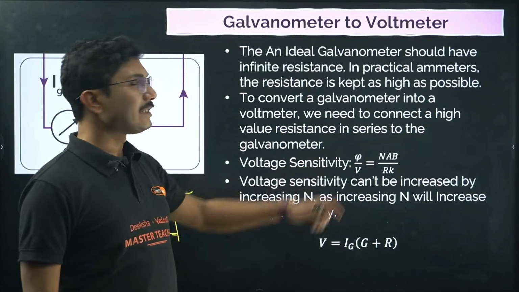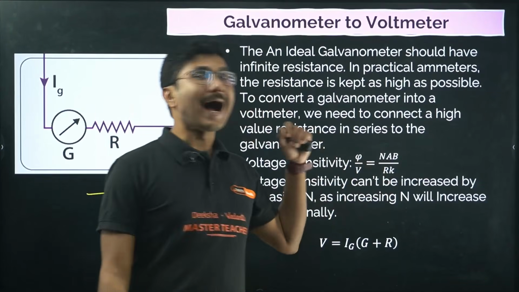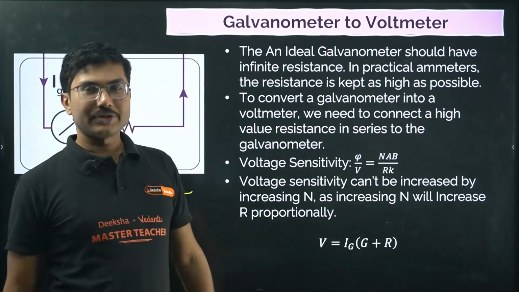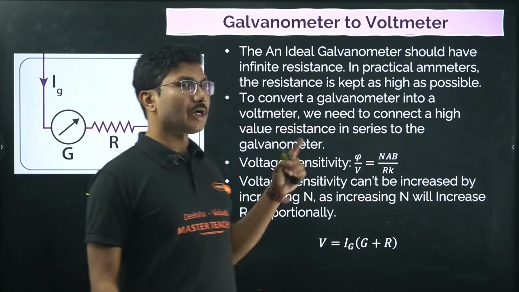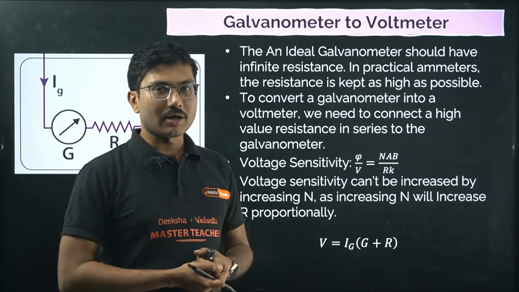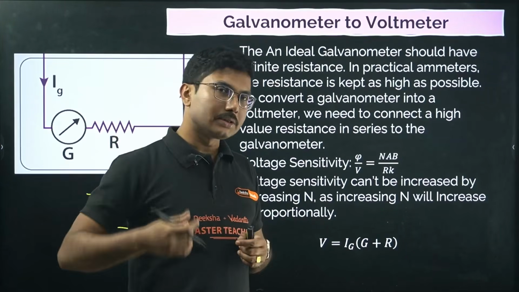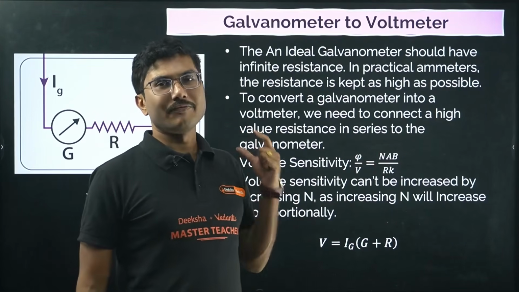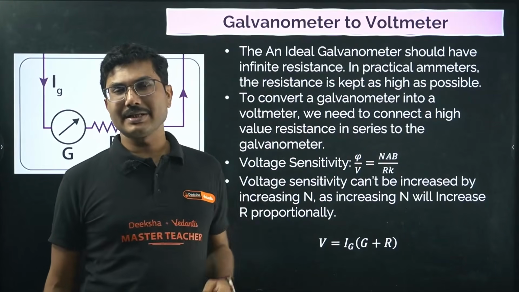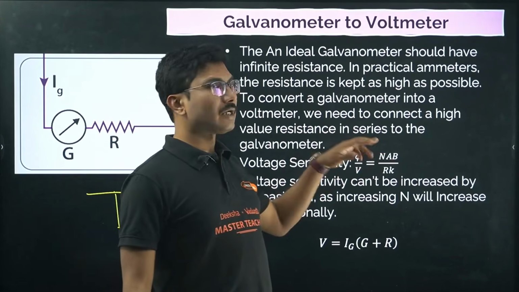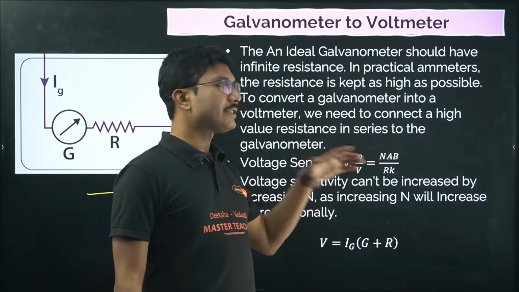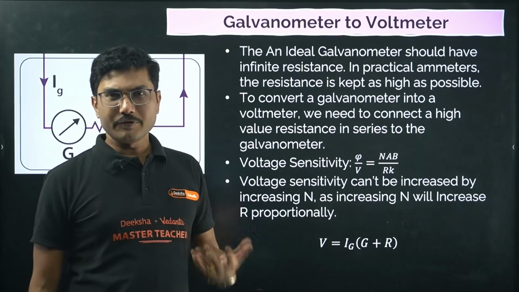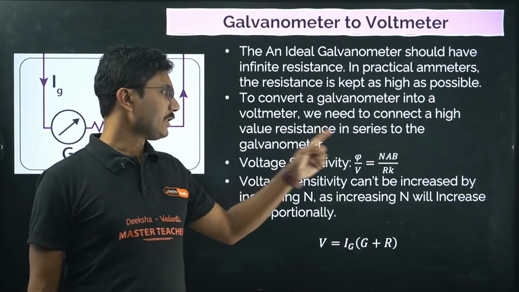And voltage sensitivity is given by NAB by RK. So here we have one extra R, and this R is very tricky. This is the resistance of the coil, and the resistance of the coil is dependent on the length of the coil. That means it is dependent on the total number of turns of the coil as well. That is why N divided by R is actually a fixed value. Even if you increase the number of turns in the coil, the resistance will proportionally increase, and you cannot increase the sensitivity of the galvanometer, or the voltmeter, sorry, using the number of turns.